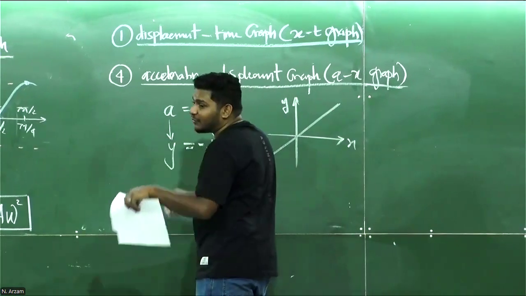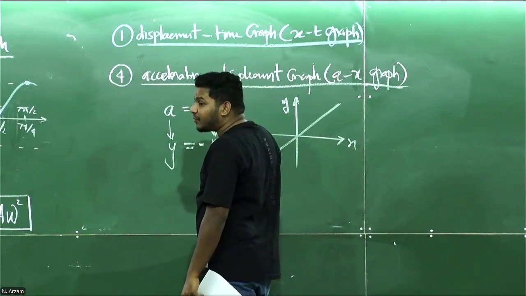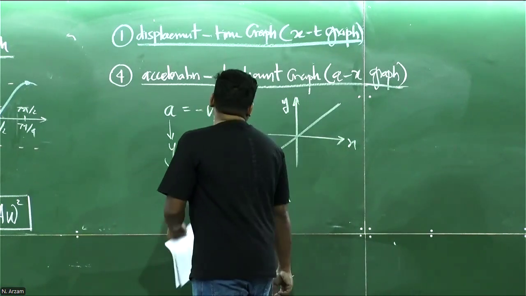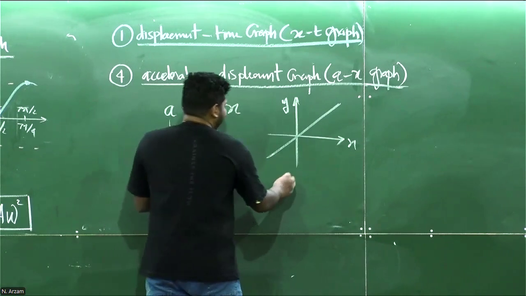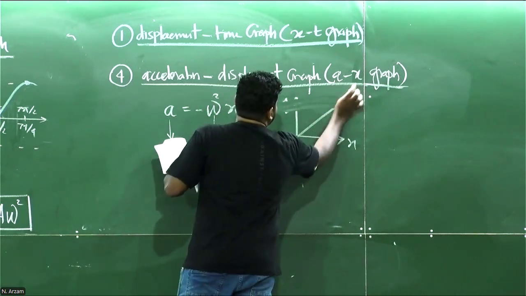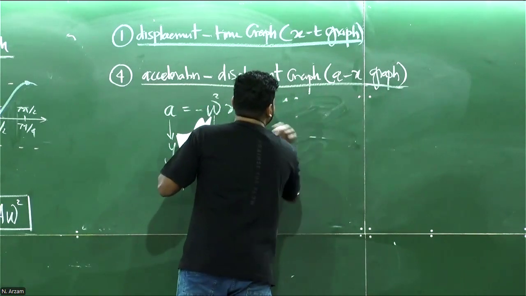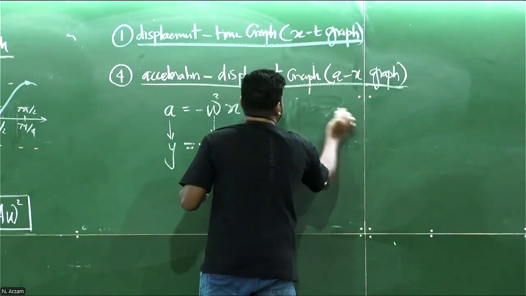This is y is equal to plus mx. Minus mx means like this. So the graph looks like this. So y is equal to minus mx graph, the graph looks like this, okay?